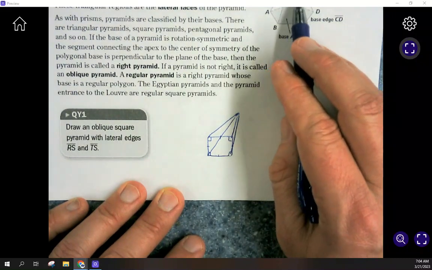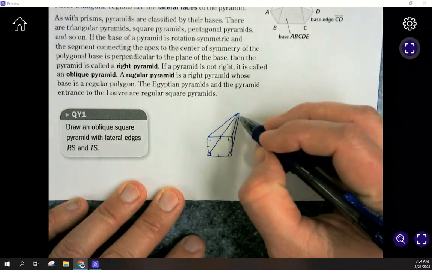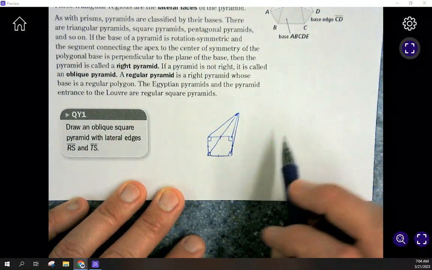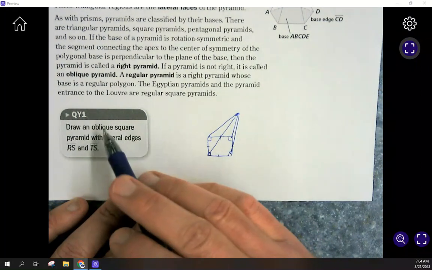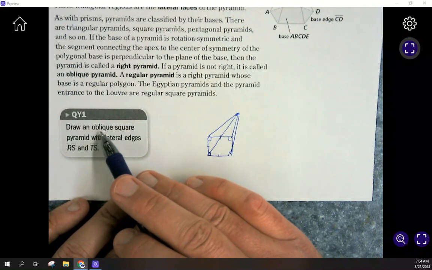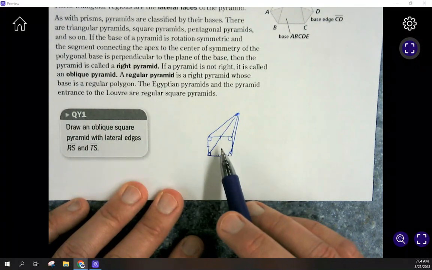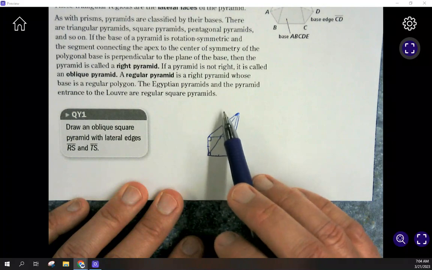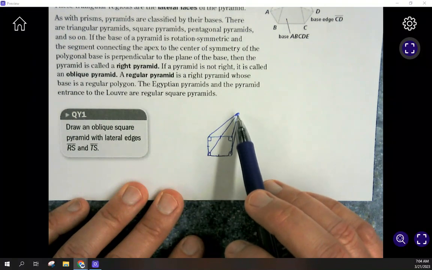Now, normally if there's one that's kind of behind, so like this one will be behind, you would draw it with a dotted line, but for just our basics here, that's fine. We just want to make sure we understand the vocabulary here. So the square pyramid means the base is a square. Oblique means it doesn't go straight up 90 degrees. It's going to lean a little bit.